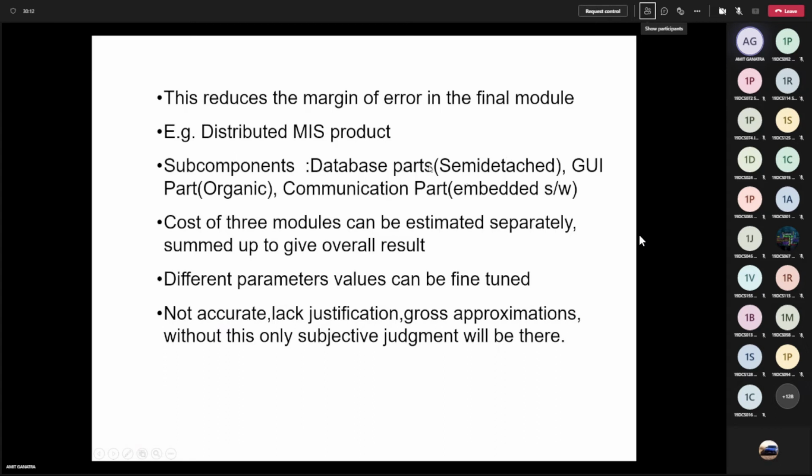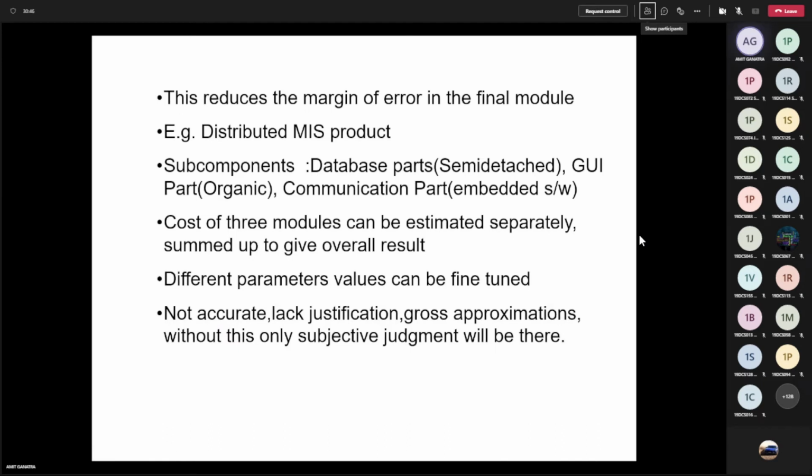You are aware the equations are also different for all the three categories. Now you have to estimate the cost of all three modules separately, and then sum up to give the overall result. Again, the parameters are also going to be different. If you are going to refine all the costs you have calculated, then for the database, the 15 parameters may be different. For the organic part, it may be different, and for the communication part also it may be different. So these different parameter values can also be fine-tuned. This is how you can work for complete COCOMO.